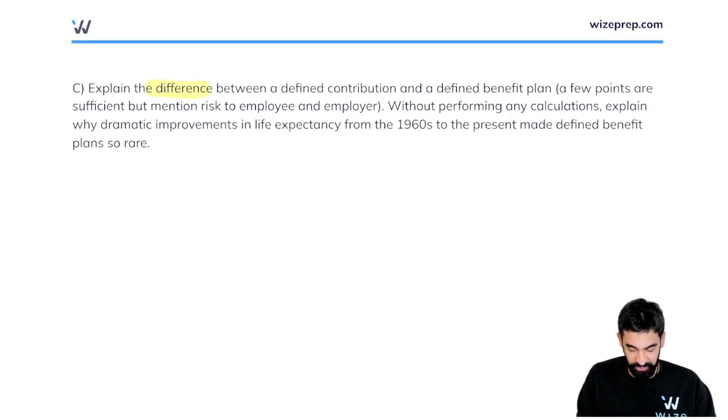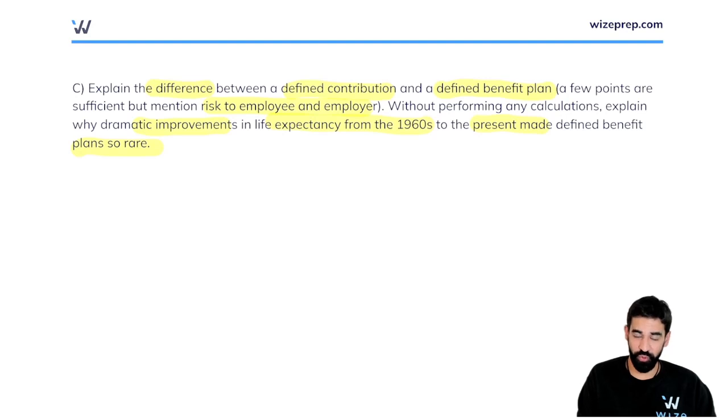Part C says explain the difference between a defined contribution and defined benefit plan. A few points are sufficient to mention the risks to employer and employee without performing any calculations. Explain why dramatic improvements in life expectancy from the 1960s to the present made defined benefit plans so rare. Okay, so I couldn't really find it in your notes. I think there's maybe a certain part of the textbook that mentions this. Sometimes they put theory questions like this that are a little bit unfair, and you can still use some logic. It's only worth 3 marks.